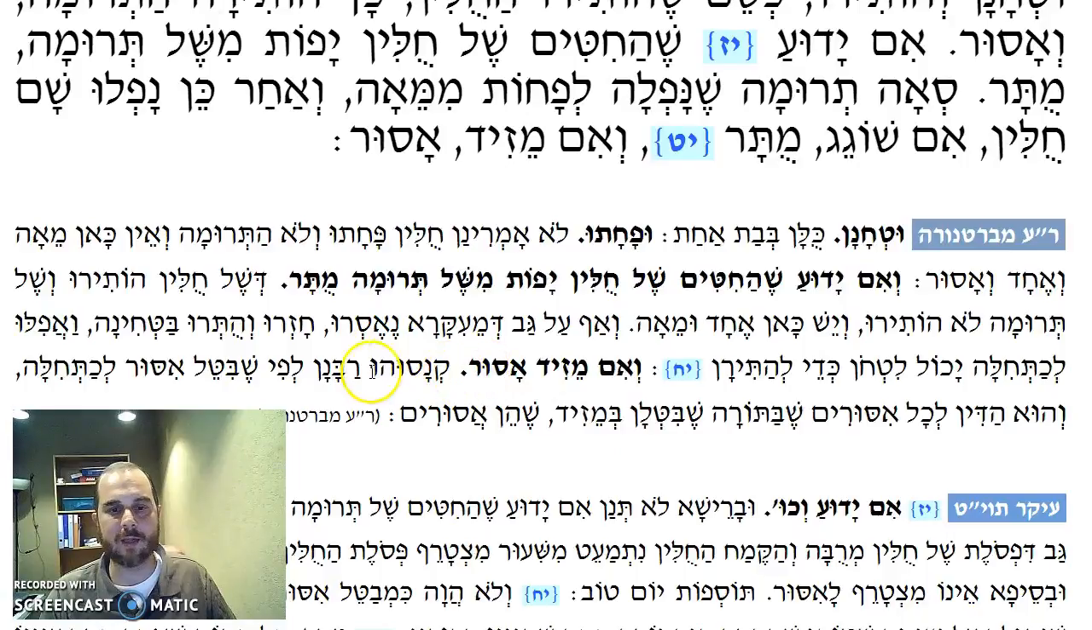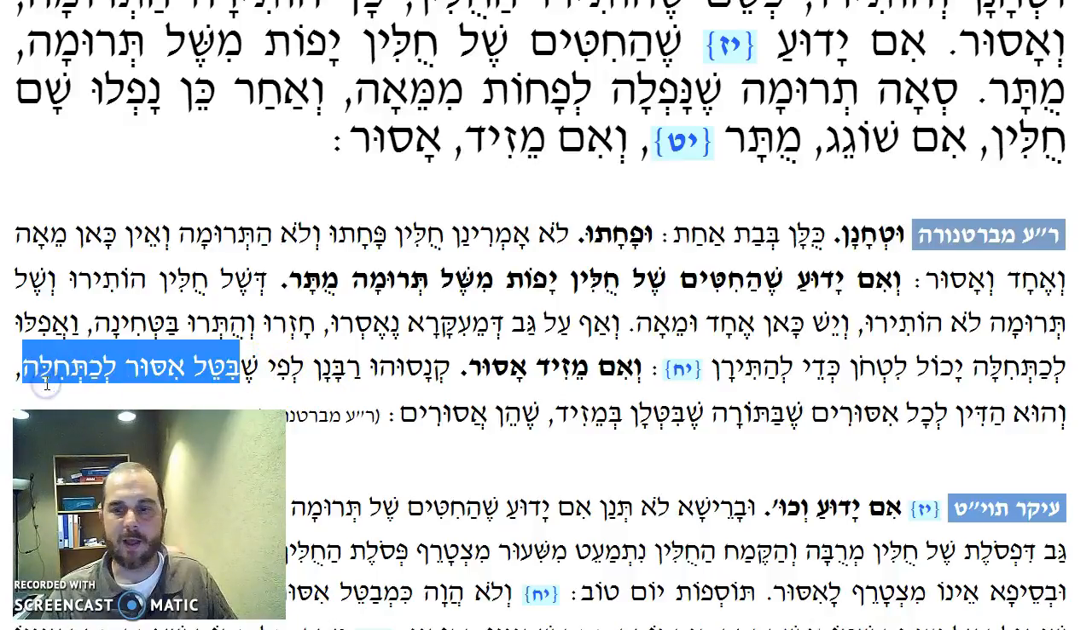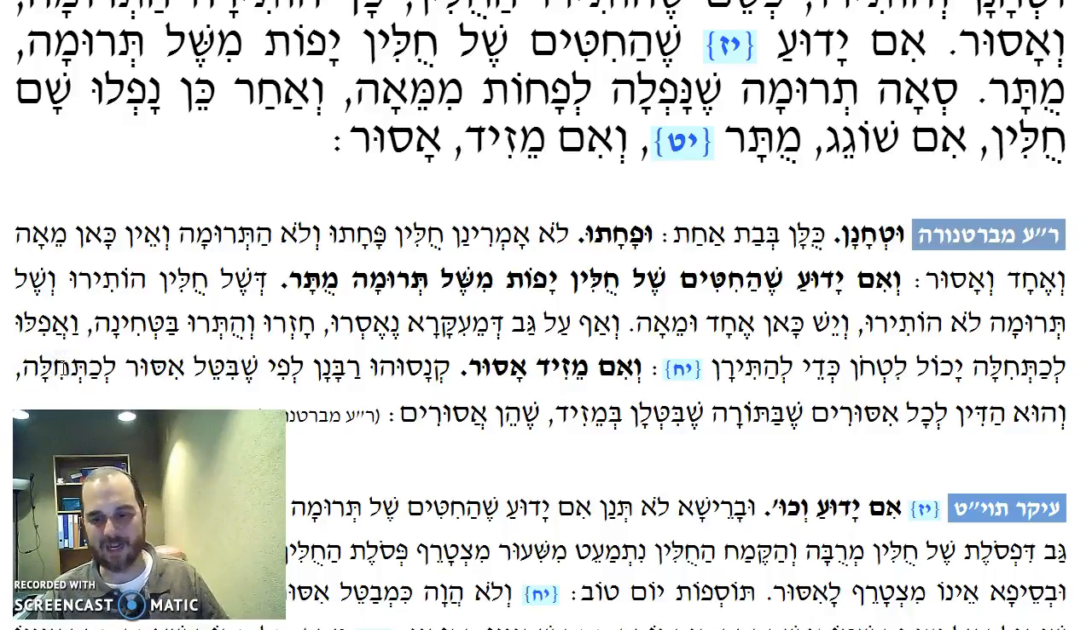Why, says the Bar Tanura? Kansuhu Rabbanan, the rabbis fined you. Shebitul ebitel asur isur lechatchila. This is called bitul isur lechatchila. And there's a din, ein mevatlin isur lechatchila. You're not allowed to intentionally nullify.